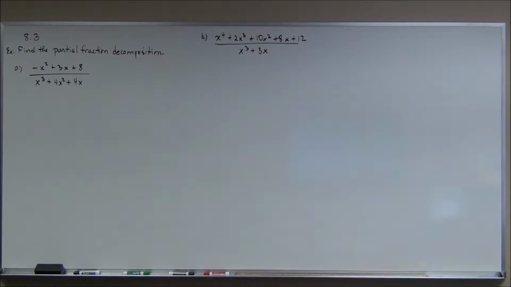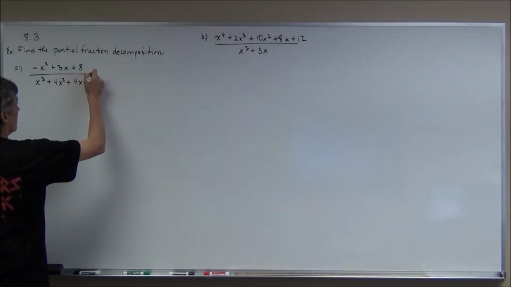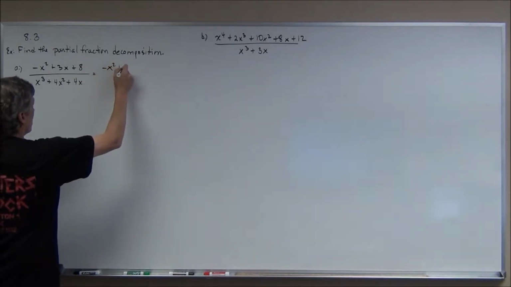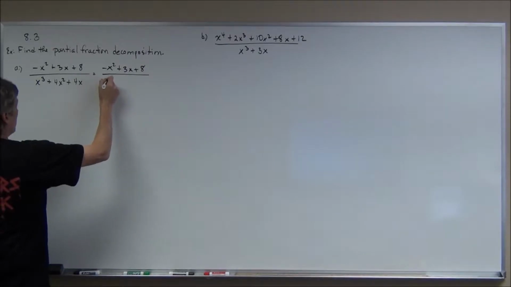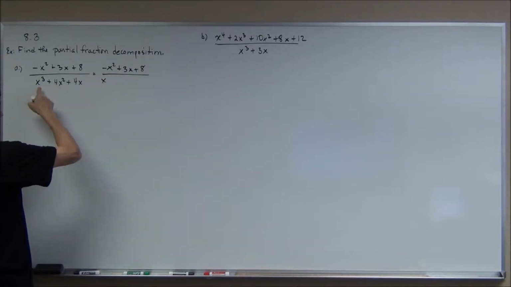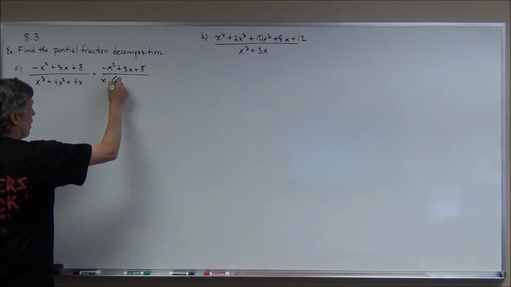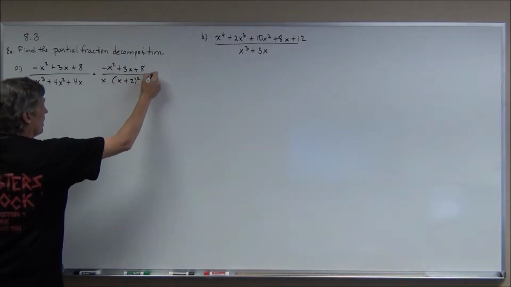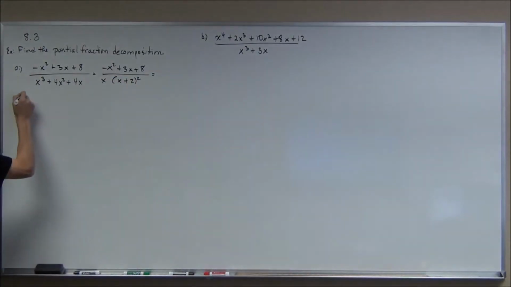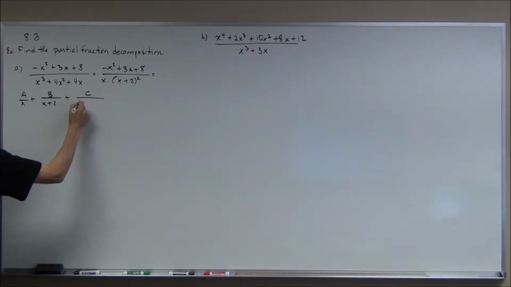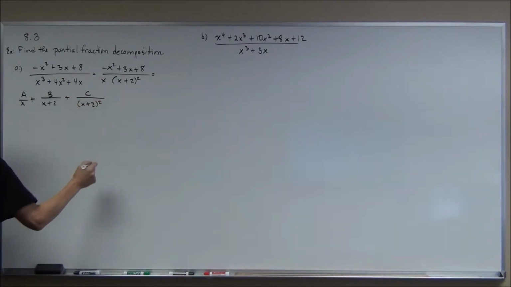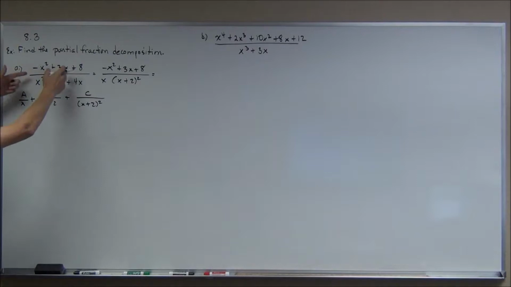Now, we have already talked about how to set up the form, and that is to make sure that you have the denominator factored. If we factor this, you'll notice that if you factor out an x, it leaves x squared plus 4x plus 4, or x plus 2 quantity squared. And we said that this fit the form A over x plus B over x plus 2 plus C all over the quantity x plus 2 quantity squared. So I'm going to get this equal to this.